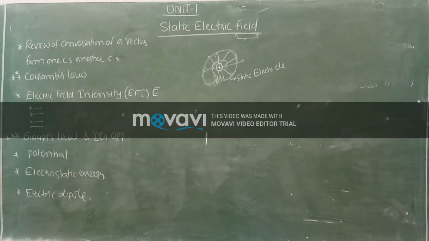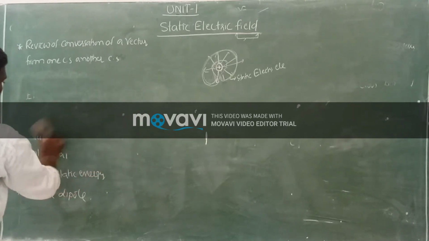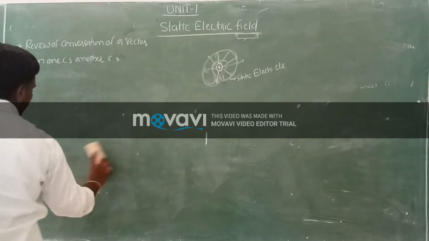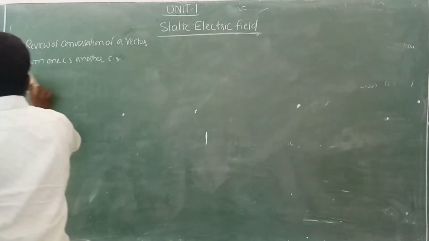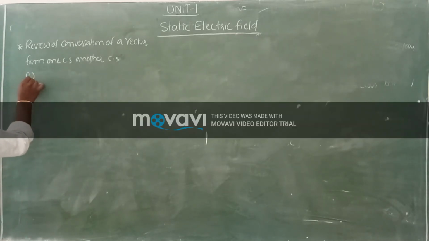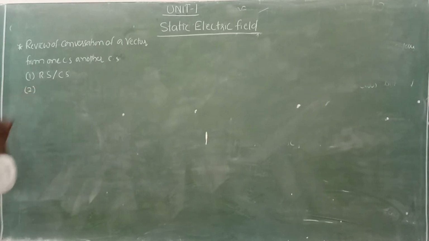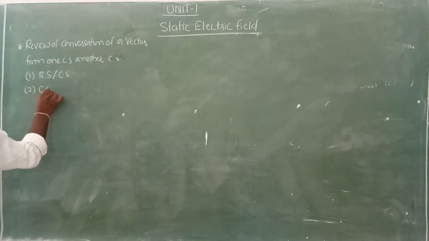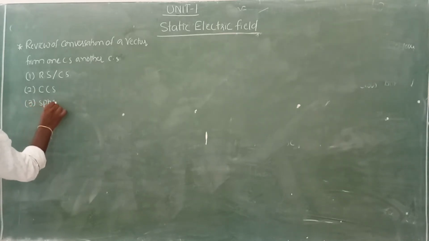Now, in this class, I would like to start with the review of conversion of a vector from one coordinate system to another coordinate system. In the previous lecture, I discussed the different coordinate systems we have. One is the rectangular coordinate system or Cartesian coordinate system. Second is the circular cylindrical system. Third is the spherical coordinate system.